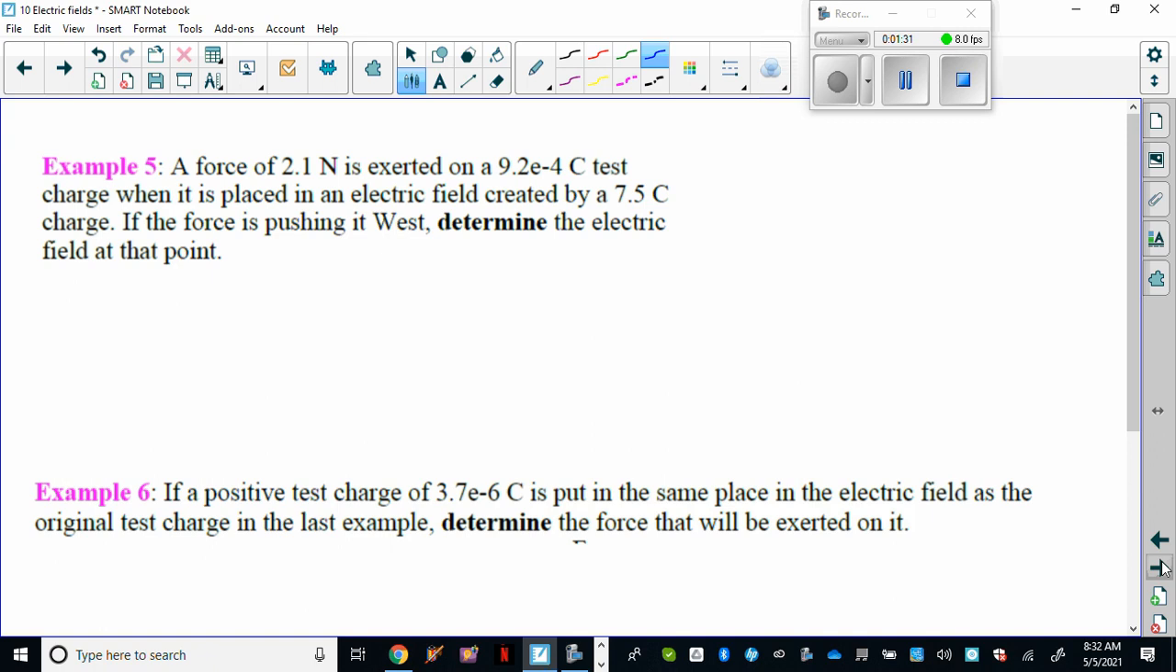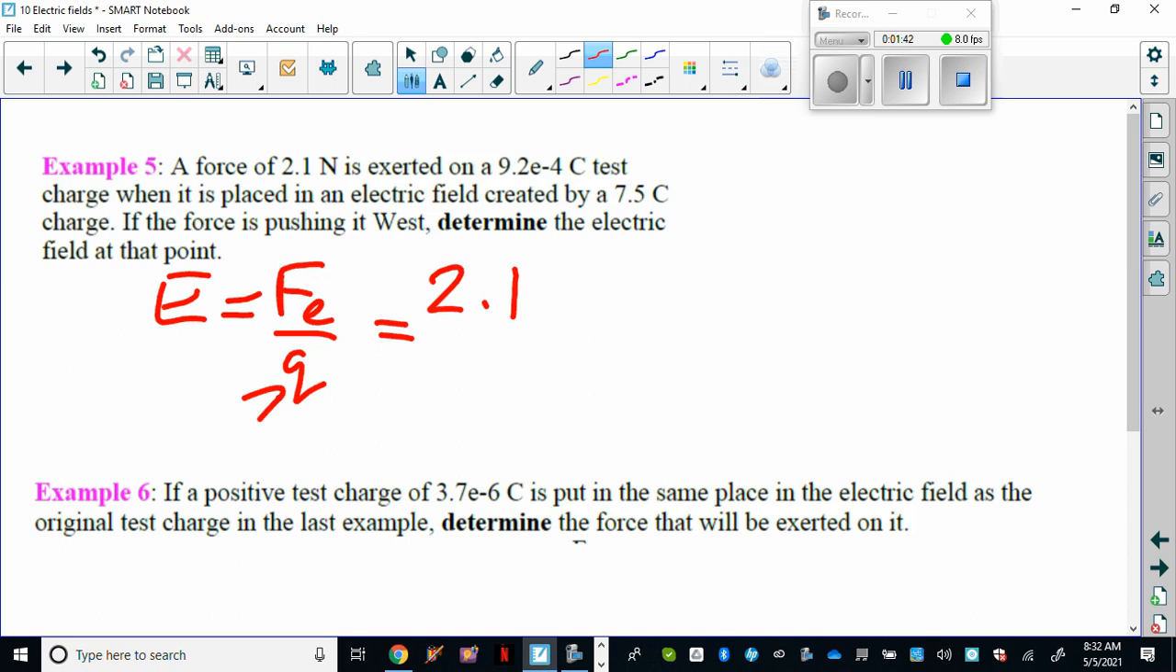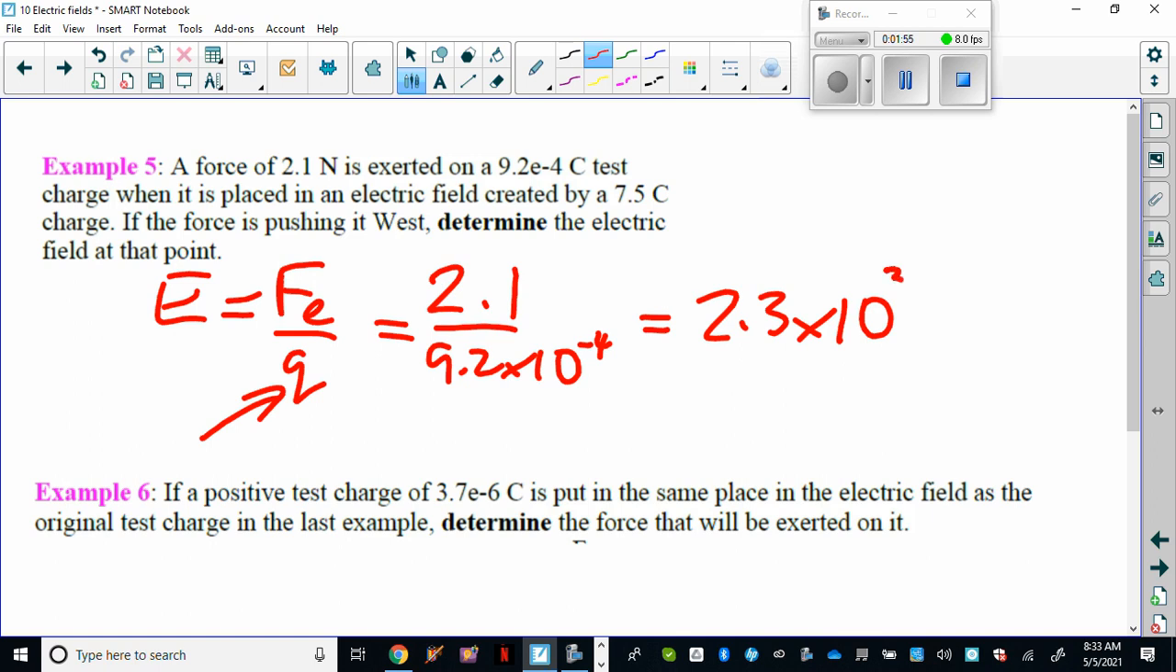So we're just getting some exercise using this formula and reminding ourselves that the q in this formula is the test charge. In this case, it's going to be the 9.2 times 10 to the negative 4. We divide those, and we get 2.3 times 10 to the negative 3 newtons per coulomb. And what is the direction of that field? It is going to be west. It says that if the force is pushing it west, determine the electric field at that point.